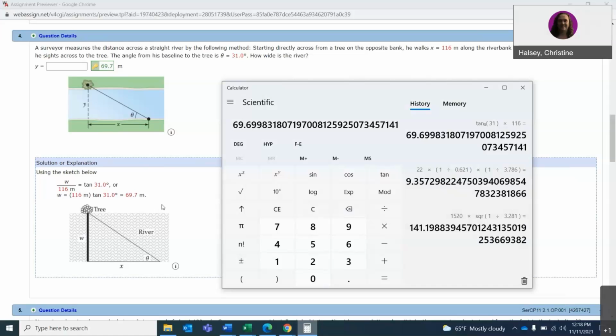Again, your numbers may not be exactly the same, but the process is exactly the same. If you're having trouble with your numbers and can't get them to plug in right, just let me know.